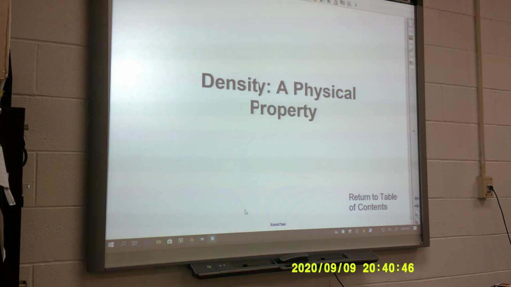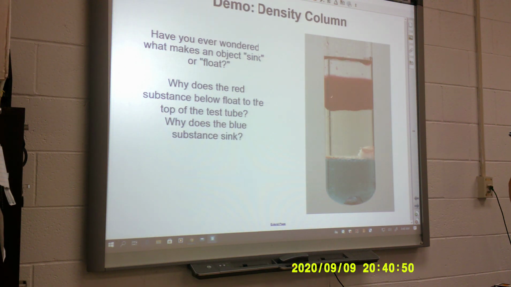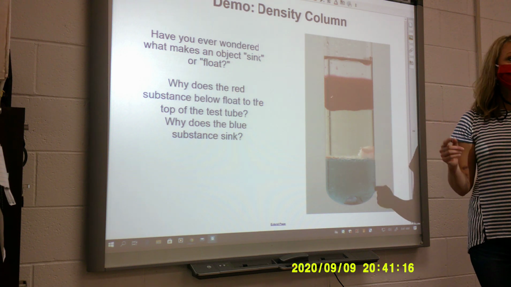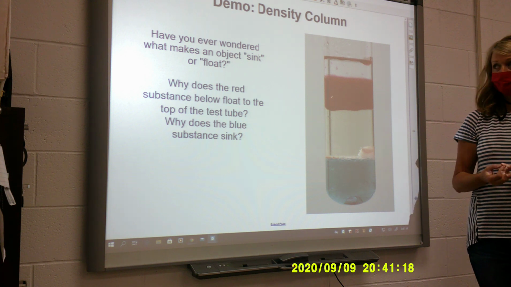All right, density, a physical property. We've been talking about physical properties and how we can use those physical properties to determine what something is. One of the examples on the homework was the water or the isopropyl alcohol. Just looking at its color and the fact that it was a liquid wasn't going to help you. But if you could smell it, then you could tell for sure that it was not water and that it was the rubbing alcohol. So that was just one way. Another physical property that you can use is called density.